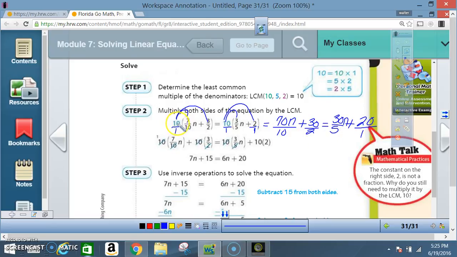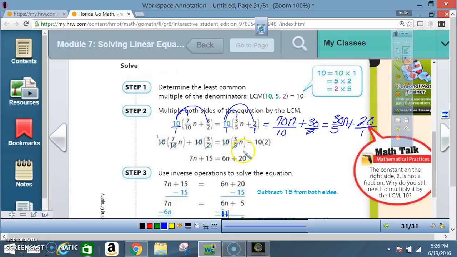All right, so let's look at it again. 10 times 7n is 70n. 1 times 10 is 10. 10 times 3 is 30. 1 times 2 is 2. 10 times 3n is 30n. 1 times 5 is 5. 10 times 2 is 20. And 1 times 1 is 1. All right, now that's reviewing how to multiply fractions when the fractions have a variable.